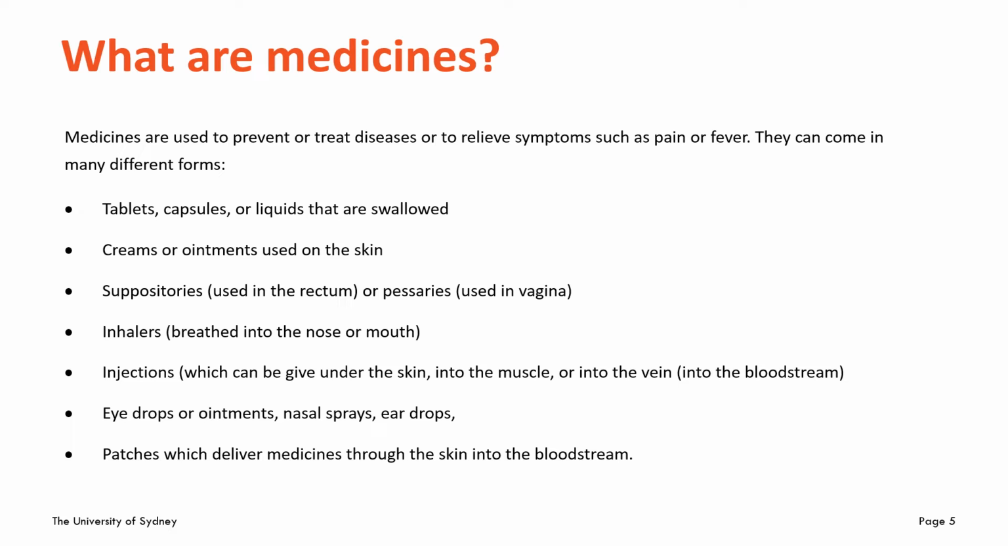They can also come as eye drops or ointments, specifically for inserting into the eyes, as nasal sprays, specifically for the nose, and as ear drops for the ears. Medicines are also available as patches, which are applied to the skin, and where the medicine moves from the patch through the skin and into the bloodstream. So you can see that medicines are available in a range of forms, and sometimes the same medicine can be available in more than one dose form.